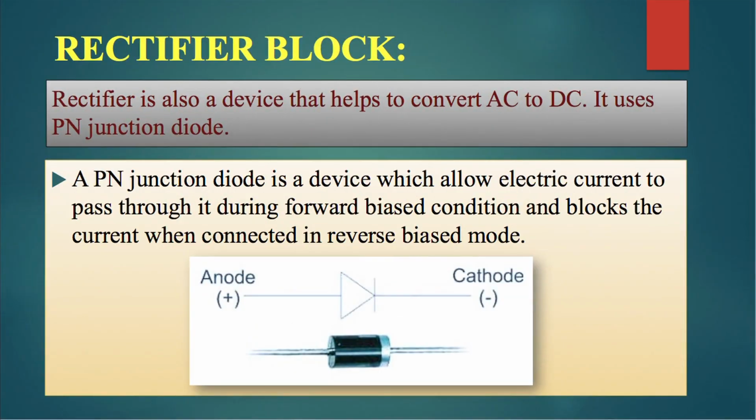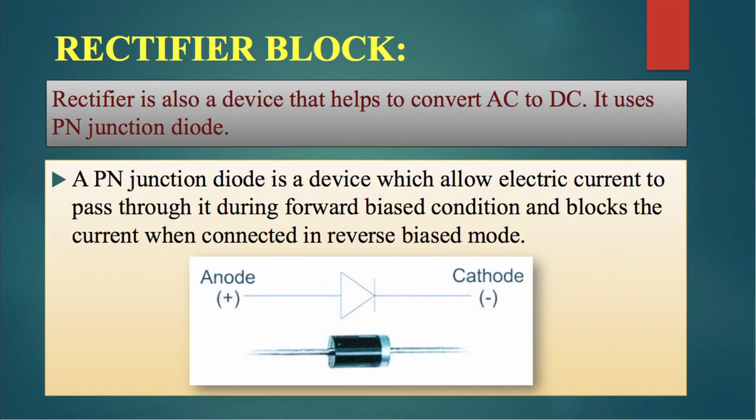A rectifier is a device that helps to convert AC to DC signal, and it uses a PN junction diode. So before discussing the rectifier block, let us first look at a PN junction and try to understand the working of a PN junction.